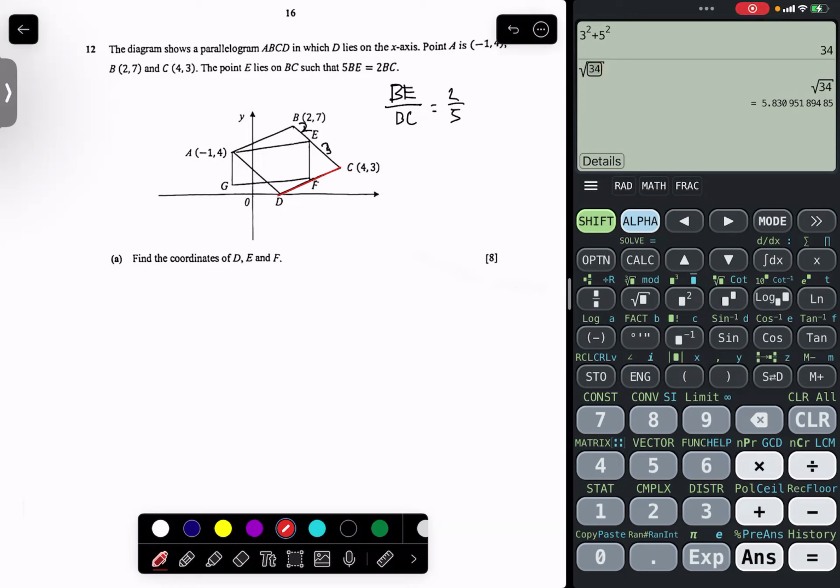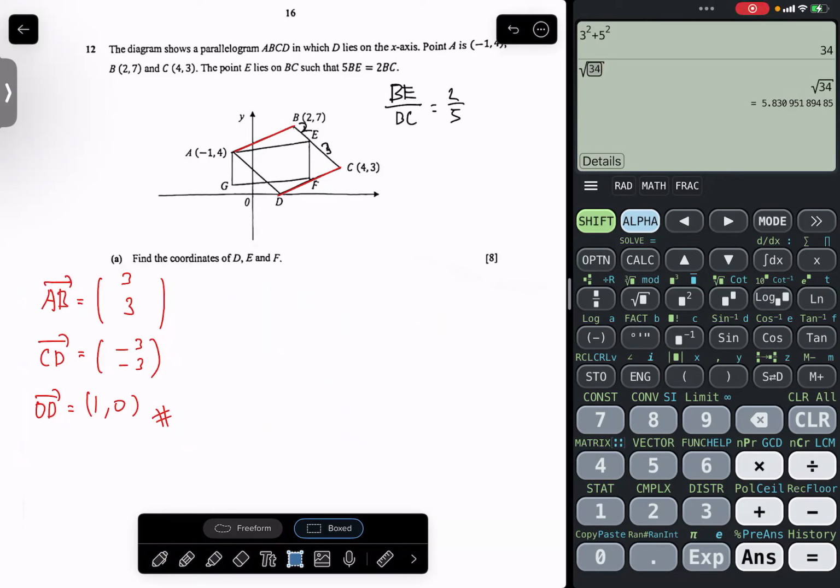So -1, 4 to 2, 7. What can we say about the vector AB? Vector AB would be equal to (3, 3). That means CD will be equal to (-3, -3). If you move backwards, that will be 1 and 0. So that means OD equals (1, 0). Okay, so that's the first point, the coordinates (1, 0). I think that's the easiest to find.